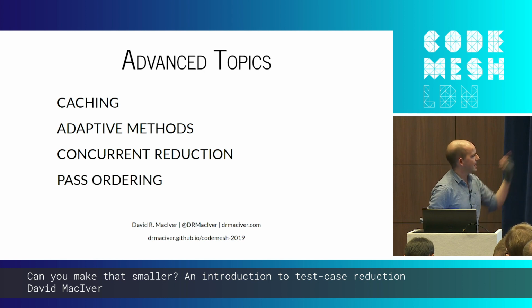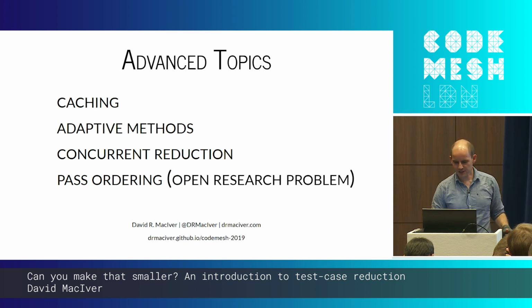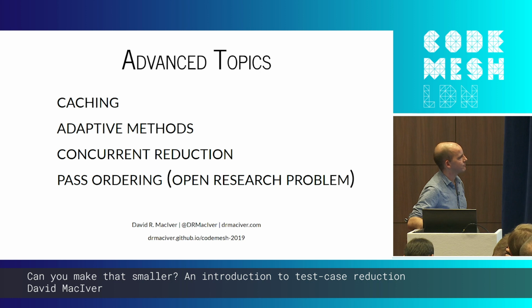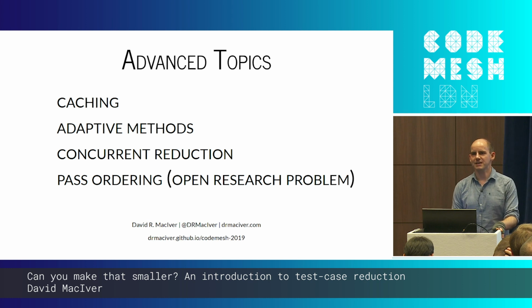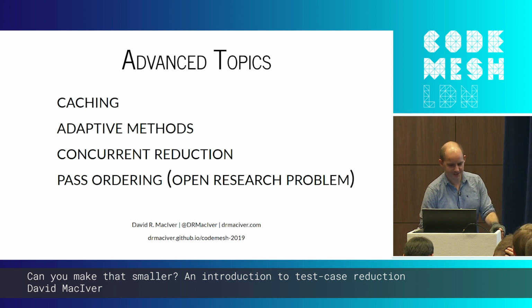And finally, there's pass ordering. We had those delete lines, delete indented regions passes. What order do we try those in? This one's actually an open research problem. It's really hard to do this in a principled way, but which way you do it has a huge impact on both the performance and the quality of the final result. We don't really understand why or what makes a difference, so we basically have a bunch of heuristics and hacks in most of our test case reducers that seem to do an okay job for some reason.